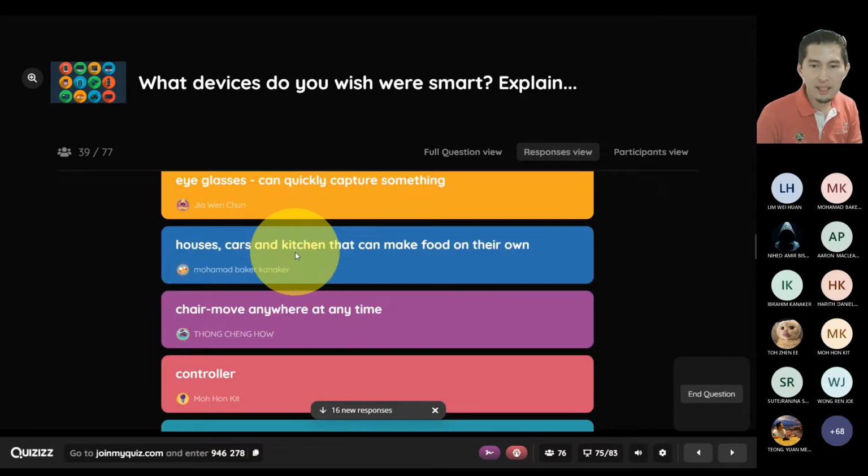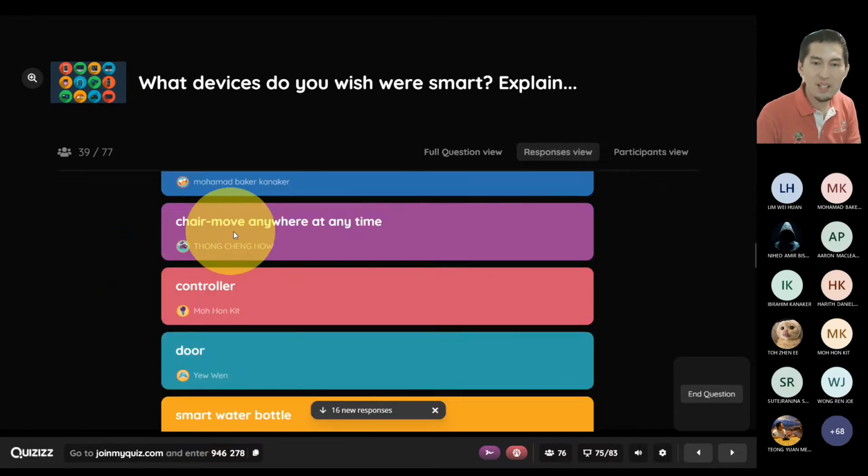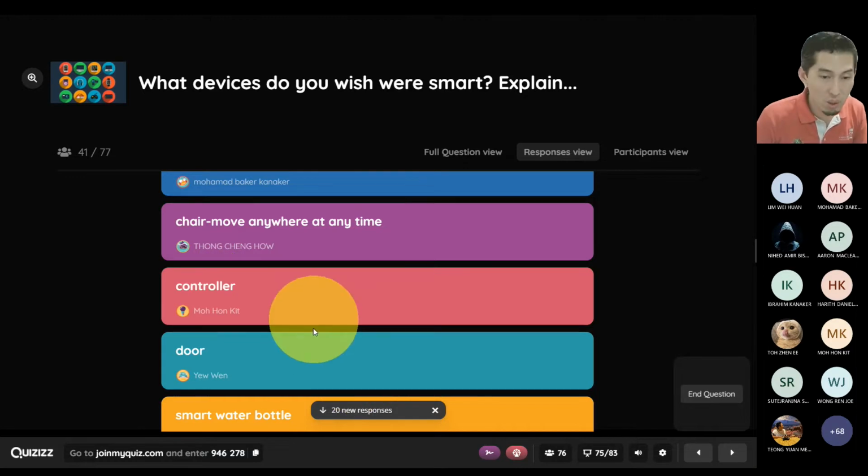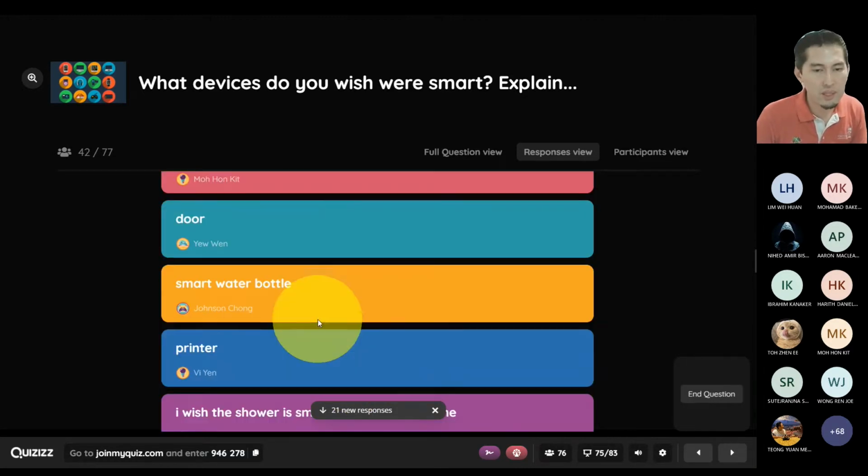Houses, cars, kitchen that can make food on their own, chair, move anywhere at any time. Wow, Cheng Hao, you don't even need a car anymore, right? Your chair is your car. Controller. Okay, I'm just imagining that HonKit actually wants a remote control that controls everything around him, right? Someone is talking too loud, lower volume, mute. Door, smart door. Interesting point as well.